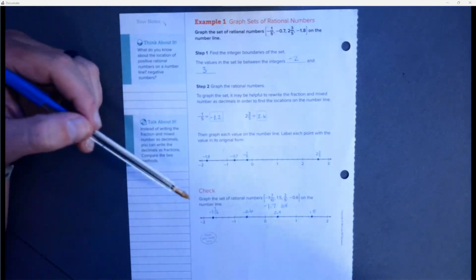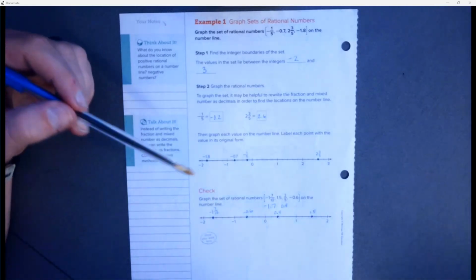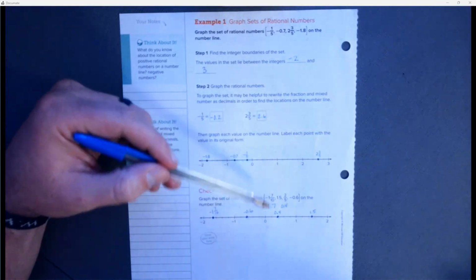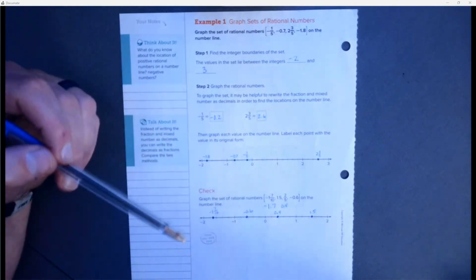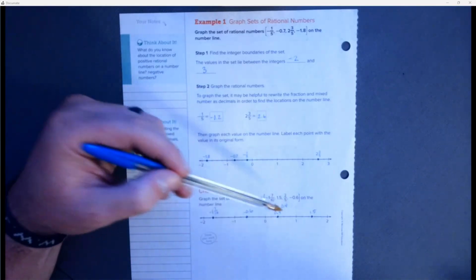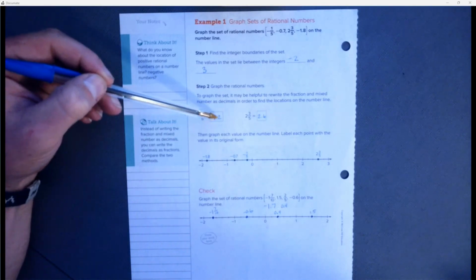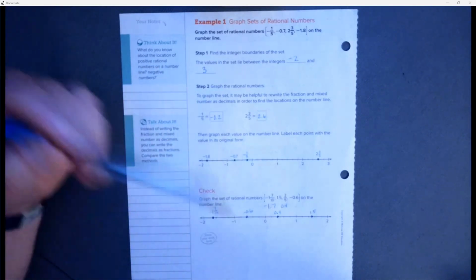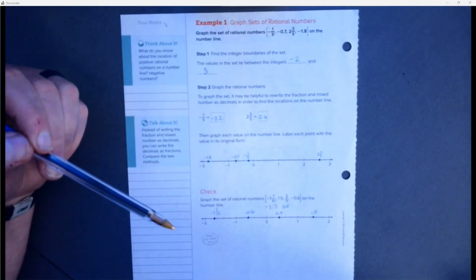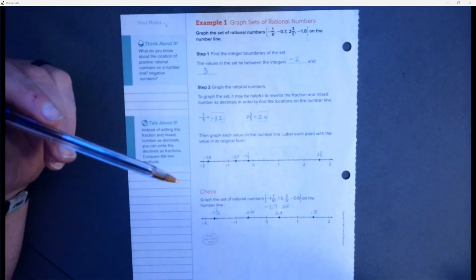Now at our check problem at the bottom of the page, we have a set of rational numbers: negative 1 7/10, which can be represented by negative 1.7. We have 1.5 and 2/5, which we said 1/5 is 0.2, so if we need 2/5, we're going to multiply that by 2. So 0.4 is 2/5. And then we have negative 0.6.